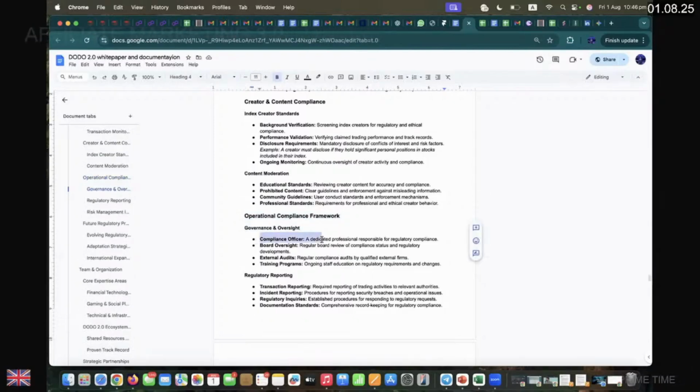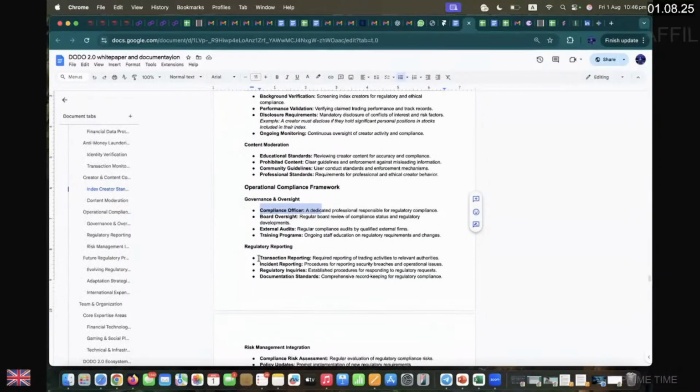Compliance officer: a dedicated compliance professional responsible for regulatory compliance. Board oversight: regular board review of compliance status and regulatory developments. External audits: regular compliance audits by qualified external firms. Training programs: ongoing staff education on regulatory requirements and changes.